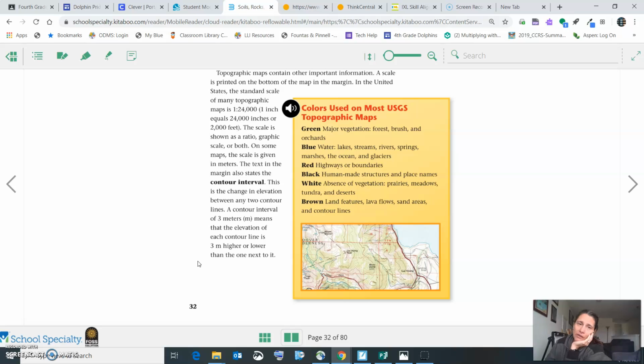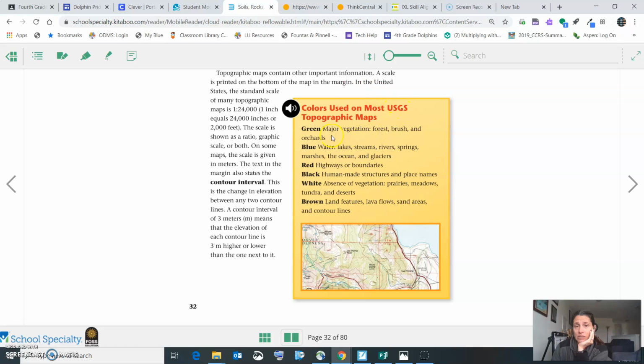So then the other thing, now that was a lot. I don't expect you to remember all that. That was just more for your information. What I expect you to remember is that the contour lines are showing you the elevation, which is the height. If they're farther apart, I expect you to know that it's not a very steep slope. And if they're close, I expect you to know that it's a steep slope.